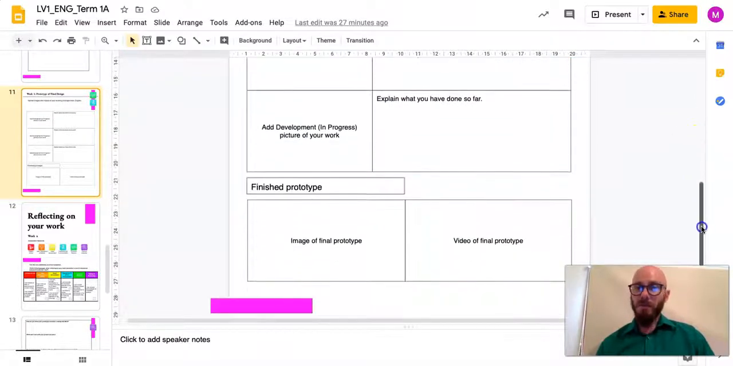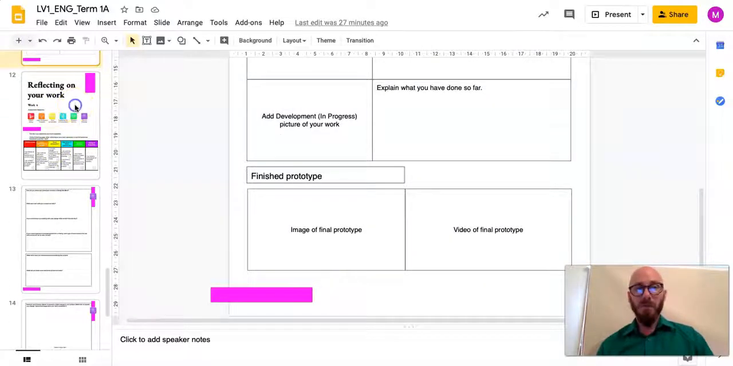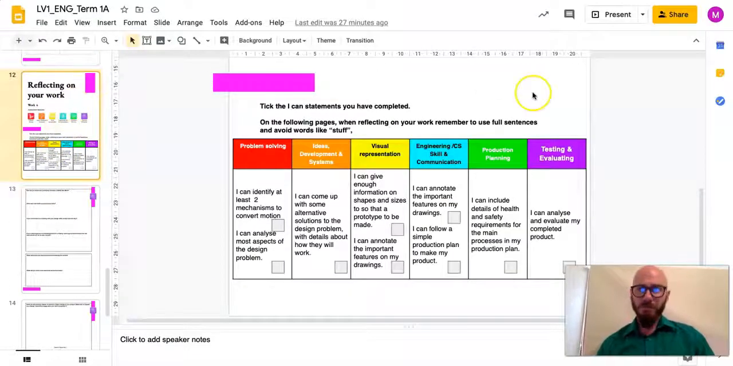From there, you're going to be looking at taking a picture of your final prototype and then taking a video of your final prototype showing it working. And then hopefully we can get it ready for an actual fundraising event, which would be really cool.